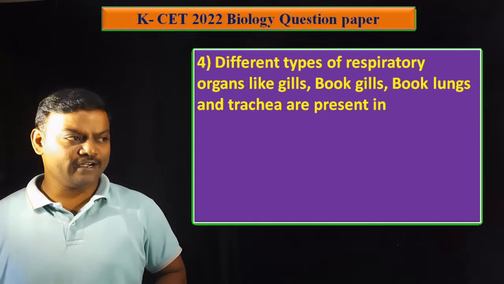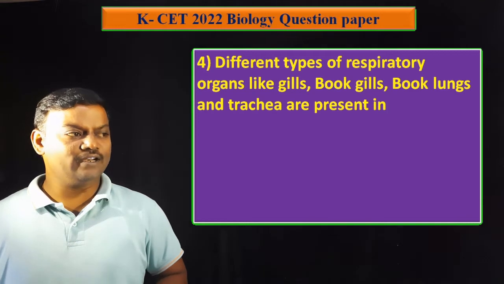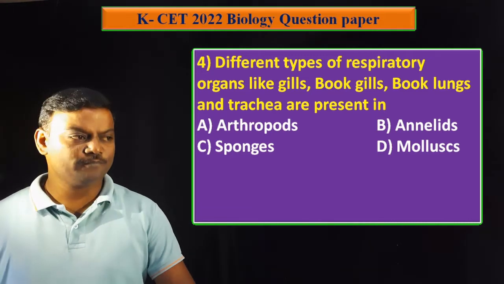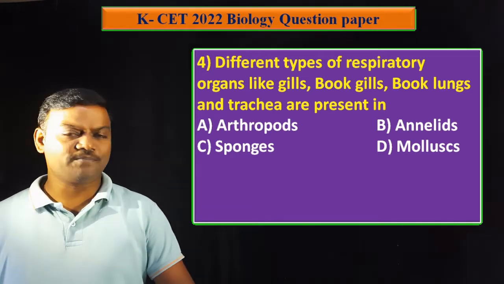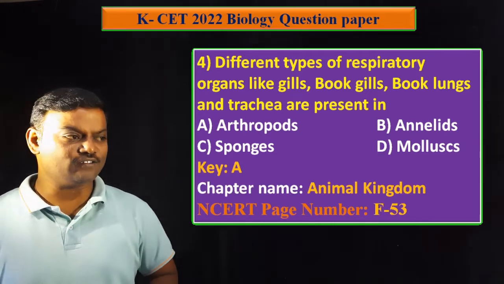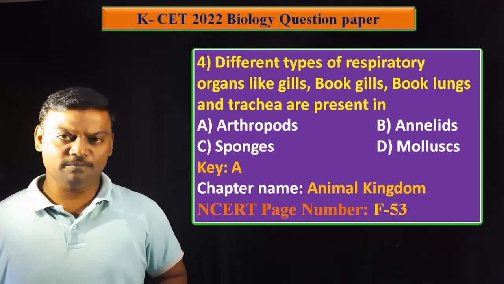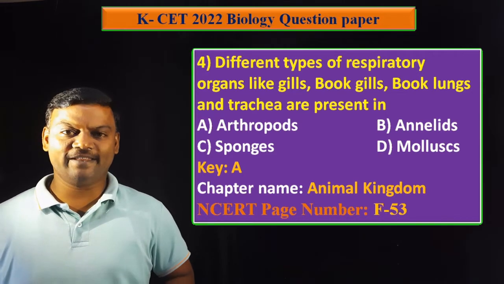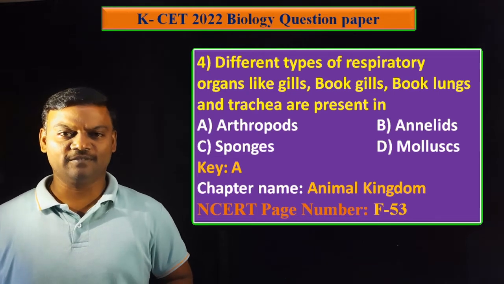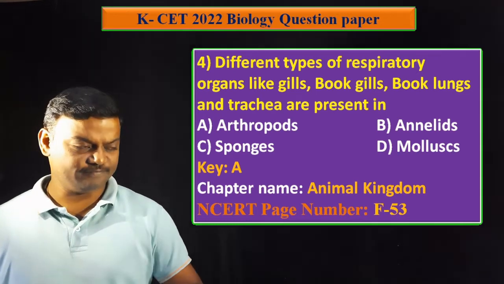Question number 4. Different types of respiratory organs like gills, book lungs and trachea are present in option A, arthropoda; option B, annelids; option C, sponges; option D, molluscs. The correct answer is option A. The presence of gills, book lungs and trachea in the respiratory system are the main characteristic features of arthropoda members. It is a question from Animal Kingdom, NCERT page number 53.